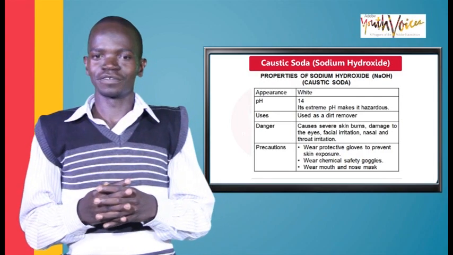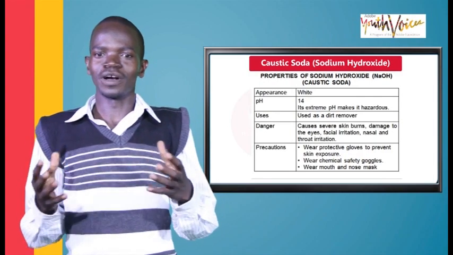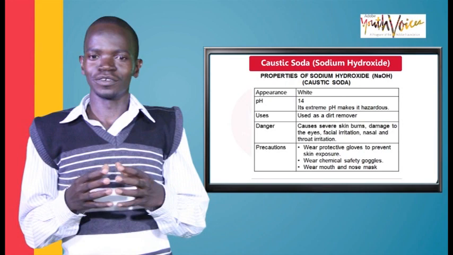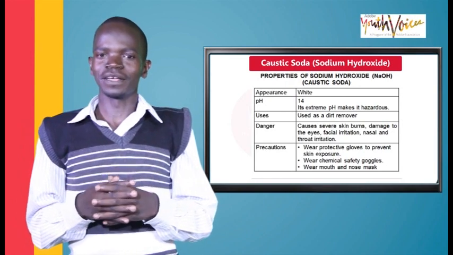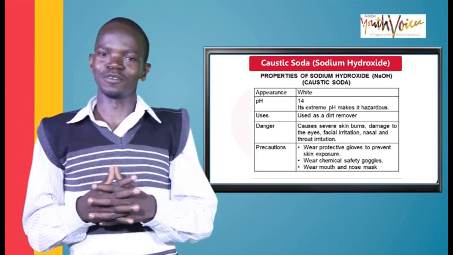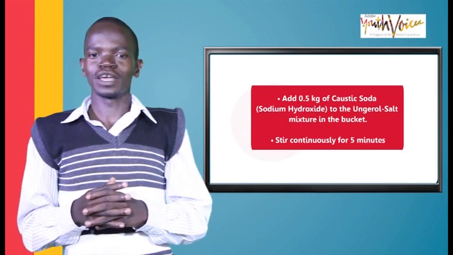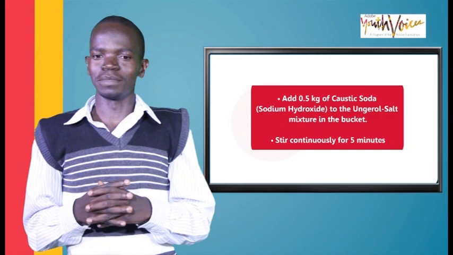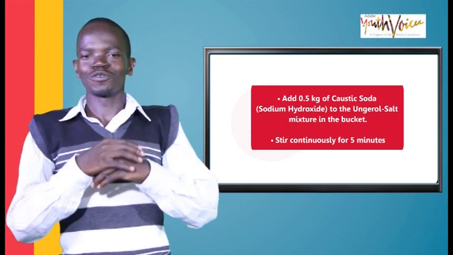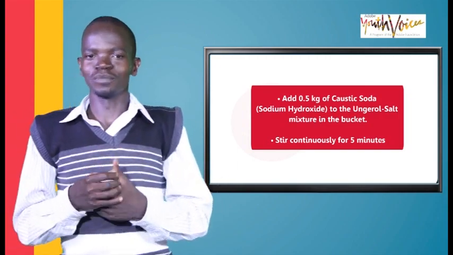Always wear safety goggles to protect your eyes and cover your mouth and nose with a mask when working with sodium hydroxide. Add half a kilogram of sodium hydroxide to the mixture in the bucket. Stir continuously for about 5 minutes.